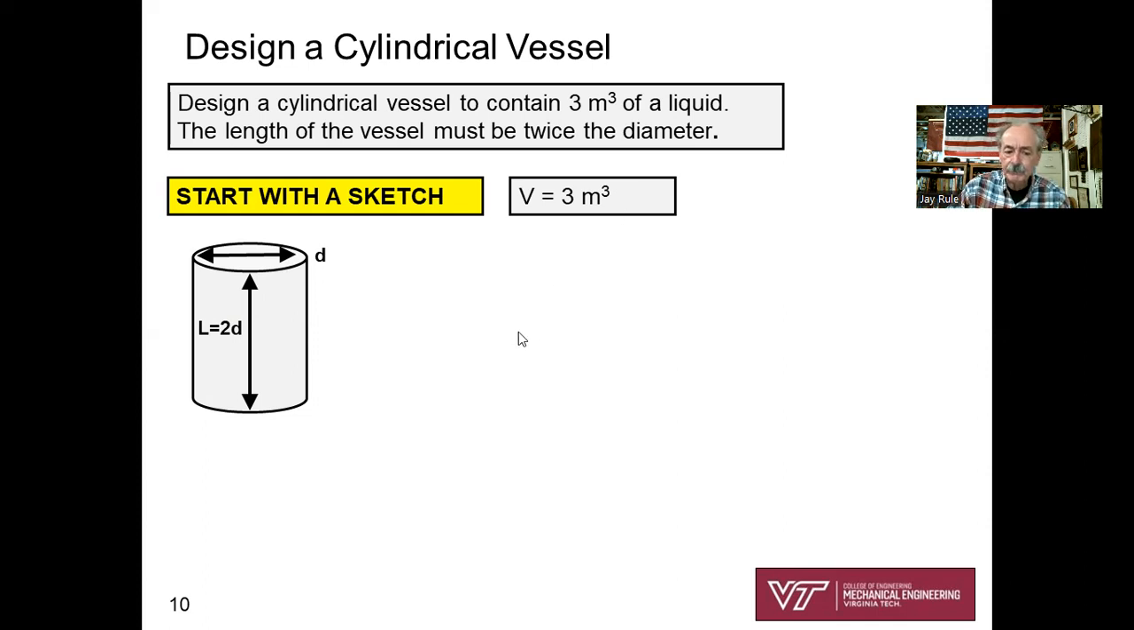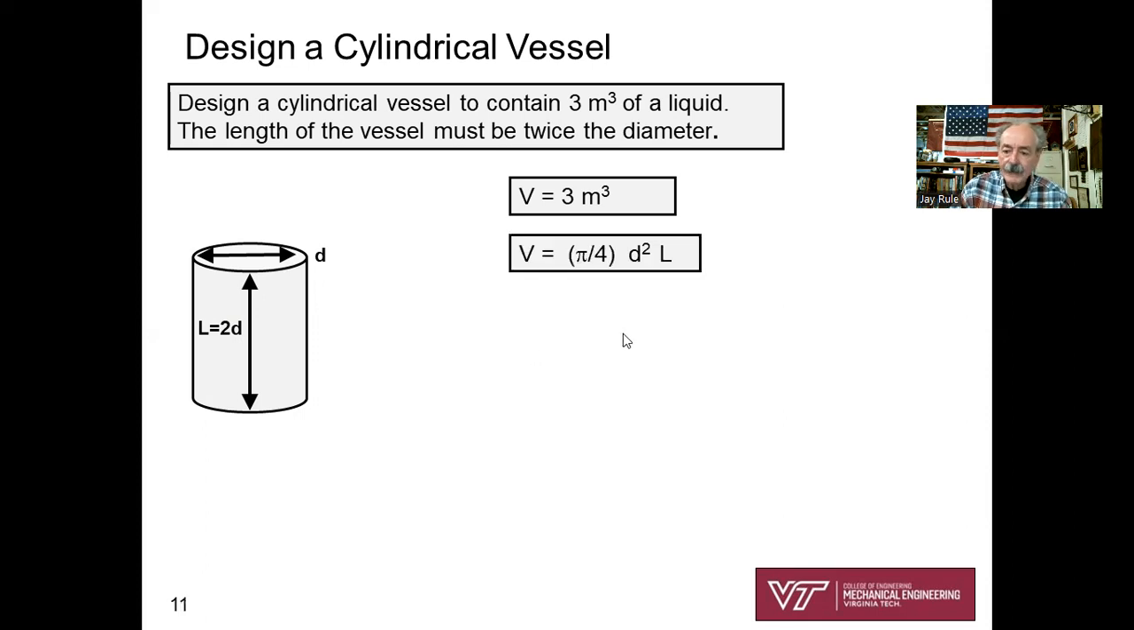How will we solve this? How will we solve for d? Well, we'll write down our governing equation. The volume is pi over 4 d squared, that's the area of a circle, times L, the height. That's the volume of the vessel: pi over 4 d squared L. Next step, we're looking to find d, so I'll substitute 2d for L, given in the problem.